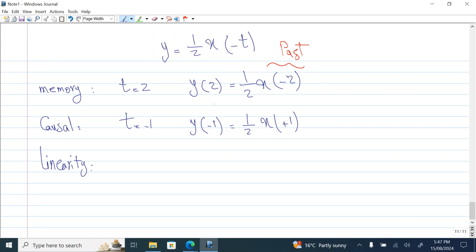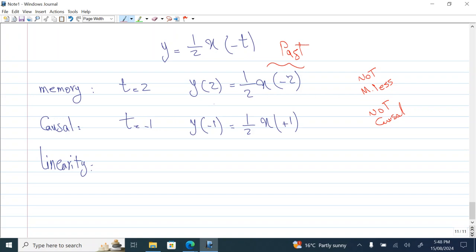So what I'm running on the left doesn't mean that that's the answer. That's what we are checking, okay? So this one's not memoryless. This one's not causal.